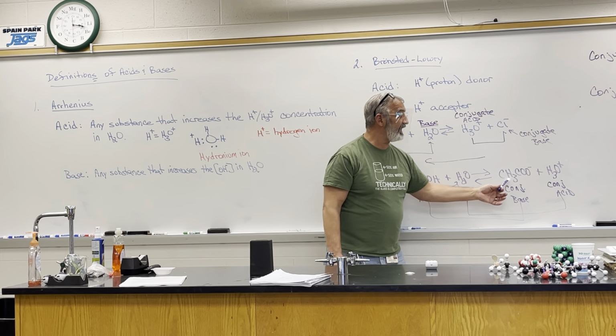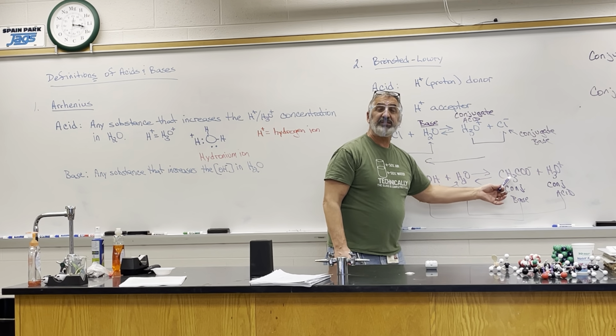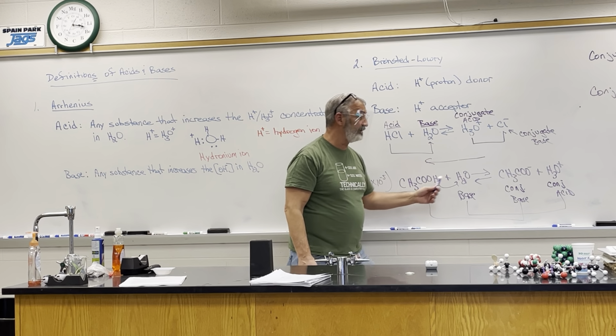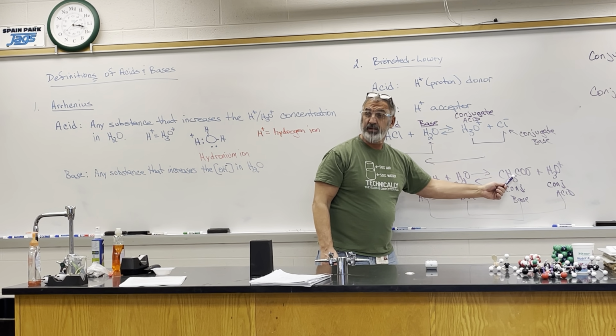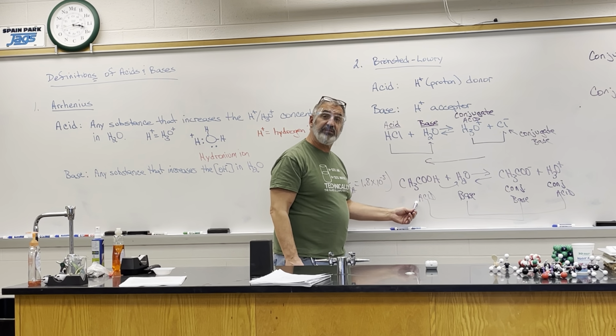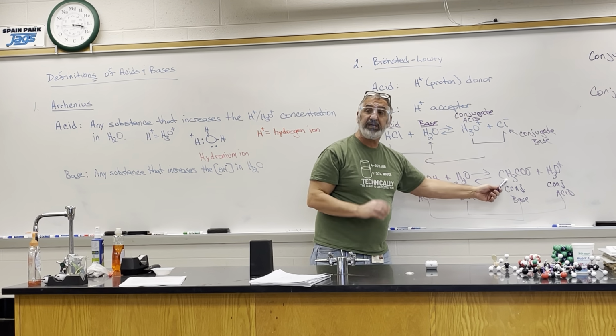So when the acetate ion here is in water, it has a strong attraction. It would much rather be in this form than in this form. That's what the K tells us. So therefore, this is a weak acid. This is going to make a much stronger conjugate base.